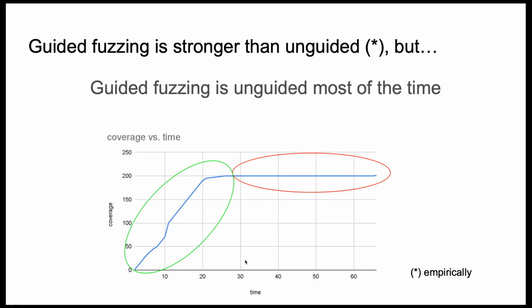But the funny thing is that guided fuzzing is unguided most of the time, because once you have reached all available coverage and you don't reach it anymore, you're not being guided at all. And I would say that 99% of our fuzzing at Google is not guided. It was guided in the beginning, but now it is not.